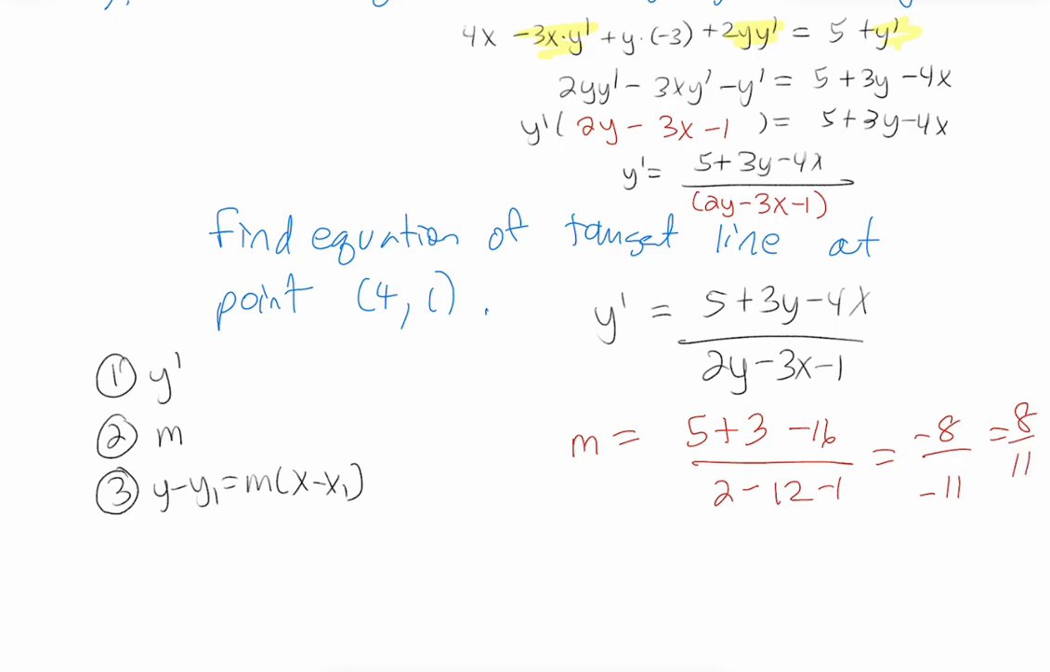And then the last step, you just have to set up y minus y1 equals m times the quantity of x minus x1. I don't expect you to simplify it down further. So it's y minus 1 equals 8/11 times (x minus 4). So that would be your answer.